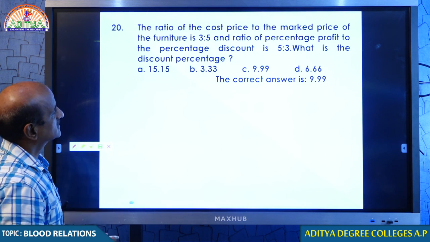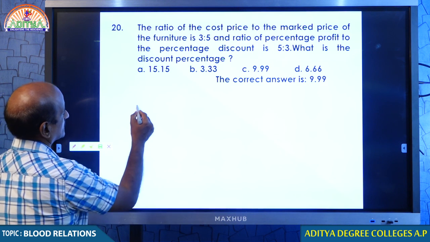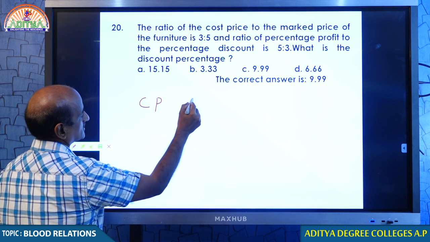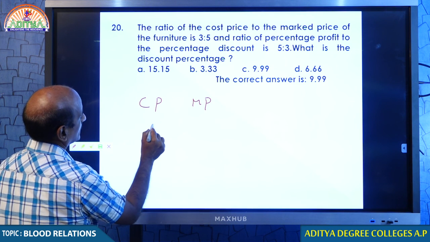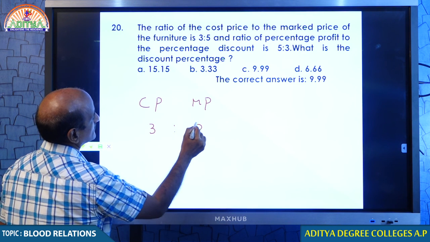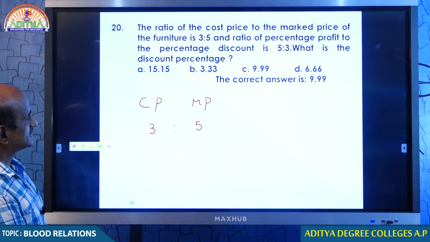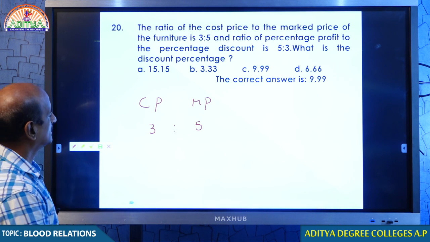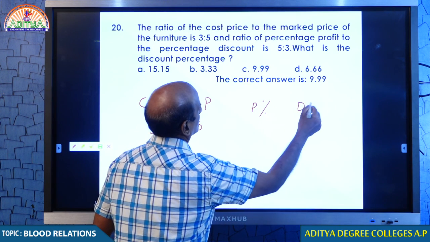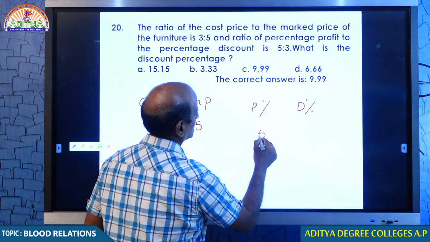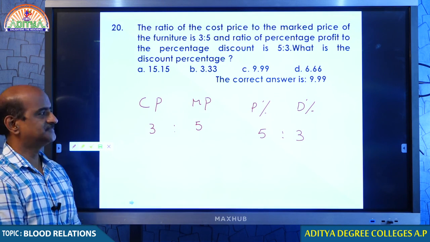The ratio of the cost price to market price is 3:5. This is 3 and this is 5. And the ratio of the percentage profit to the percentage discount is 5:3. Percentage profit and percentage discount is 5:3. What is the discount percentage?